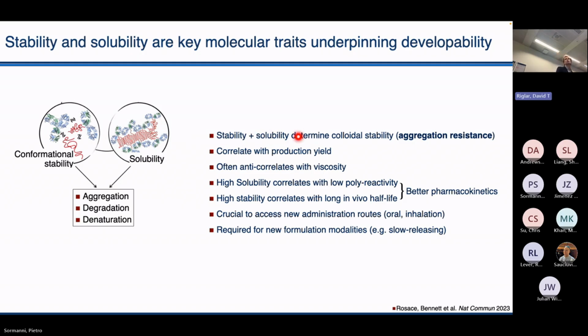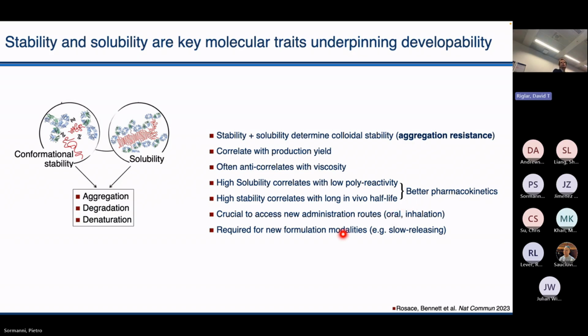And they are very important because together they determine colloidal stability, which is the integrity of your formulation, so the aggregation resistance. They correlate with production yield. If you are stable and soluble, typically you produce higher yield, so it's cheaper to produce your drug. They anti-correlate with viscosity often, not always, which is good because you want to inject this thing and you want to have low viscosity. High solubility has been shown to correlate with low polyreactivity, so high specificity, low stickiness around, and high stability correlates with long in vivo half-life, which together means that when you both are high, you should get better pharmacokinetics, and this has been shown for a few data points.